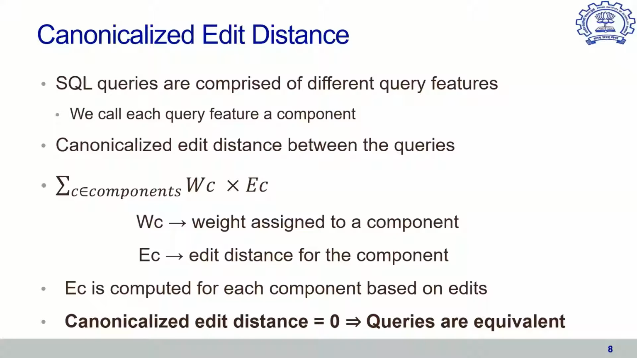Once the queries have been canonicalized, one way to find how close they are is to find the edit distance between them. We call this measure the canonicalized edit distance. We consider each part of a query, such as selections, projections, and joins, as a component. We then find the edit distance as the weighted sum of edits required for each component. The weights are tunable and may be set by the instructor. If the canonicalized edit distance is 0, the queries are equivalent.